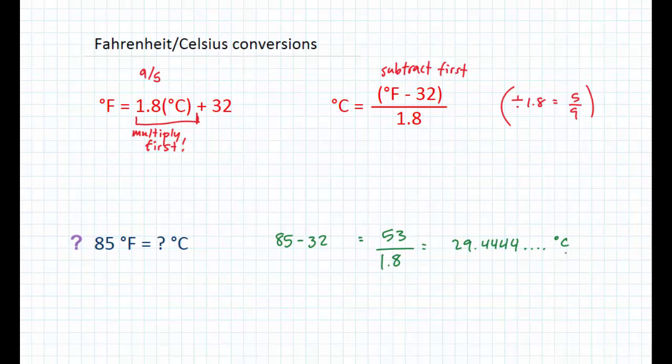Okay. And 4 repeating is not a proper answer. We have to figure out how to round this. A couple of issues here. We have an original value, 85. That would be 85 plus or minus 1, right? Essentially, an uncertain digit right there. Subtracting the 32, subtracting that exact value doesn't change the place of the uncertain digit, so we're still right there.